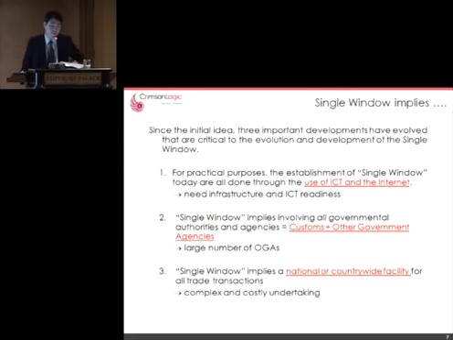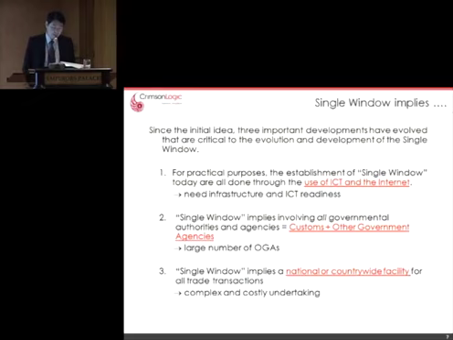So since recommendation 33 came out in 2004, what has transpired, right? A lot of countries once get the vision and want to implement a single window. But let us look at what a single window implies. First is that in this internet day and age, the single window usually requires heavy ICT investments. So most of the implementation is via IT, which requires infrastructure and ICT readiness.